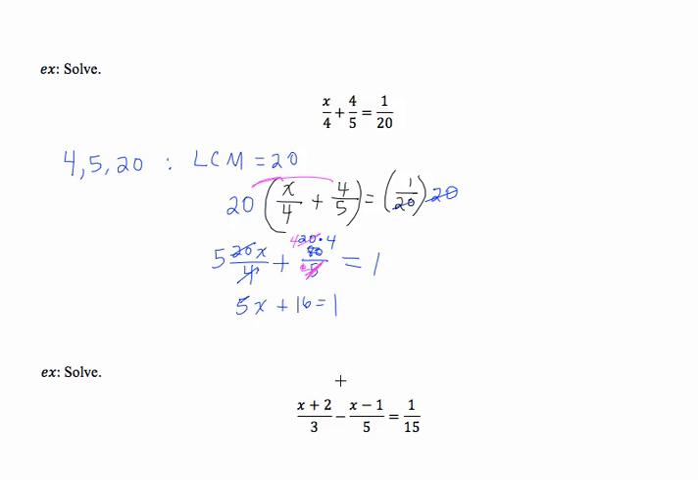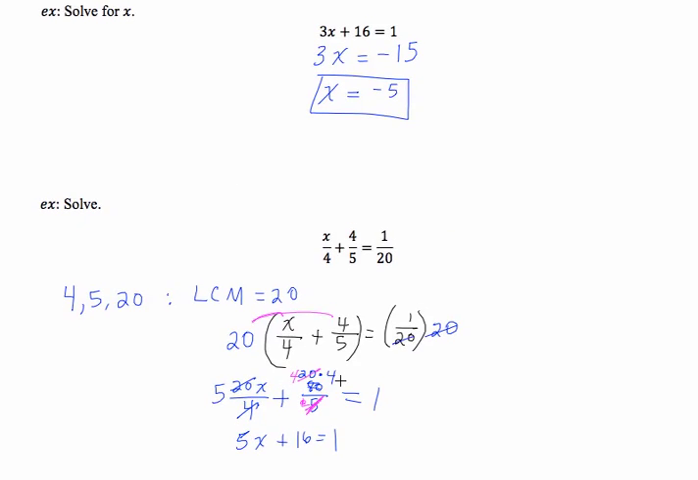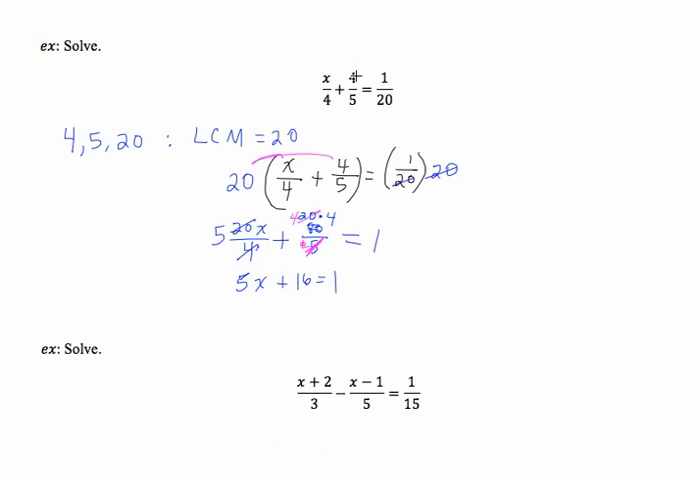Well, now it's an easy equation that you can solve. And actually, it's very similar to the one we just did up here. So 5x plus 16 equals 1. Now I'm out of space, so if that happens to you, draw a little arrow so we can follow. So we're going to have 5x equals, subtract 16 from both sides, so negative 15. So divide both sides by 5, x equals negative 3.